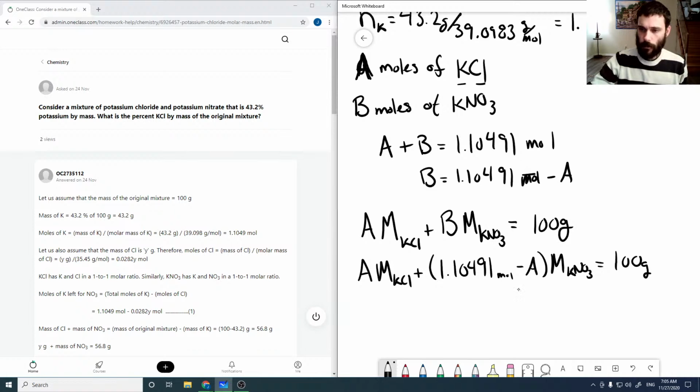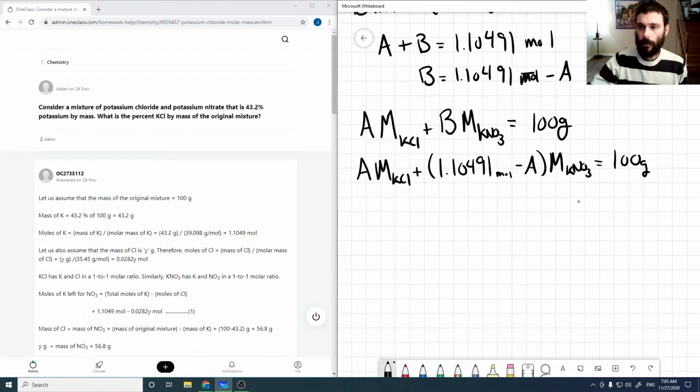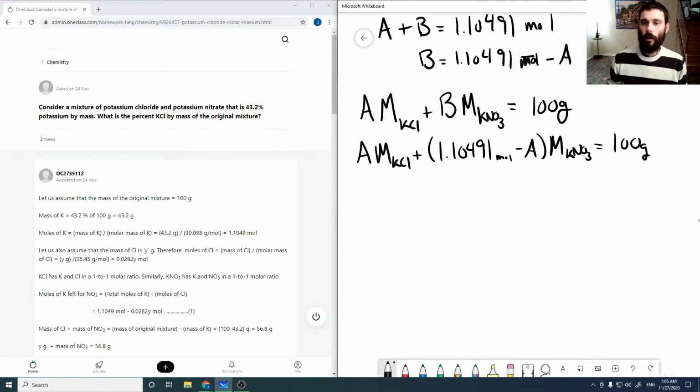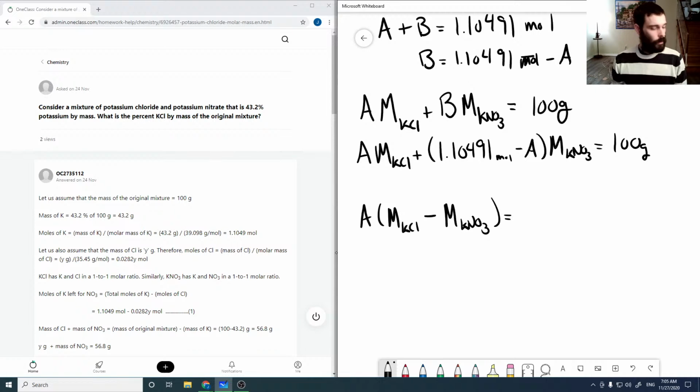Okay. So now collecting terms, we can calculate A because we know all of our molar masses. And so we'd have A times molar mass KCl minus molar mass KNO3 is equal to 100 grams minus 1.10491 times our molar mass for KNO3. And actually, I'm just going to stick that in there. So that's moles.